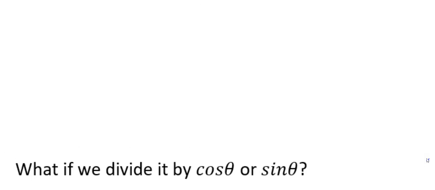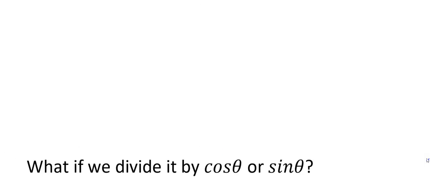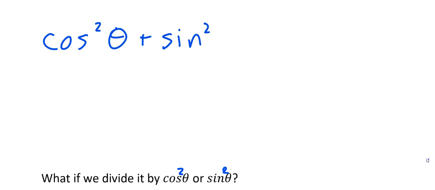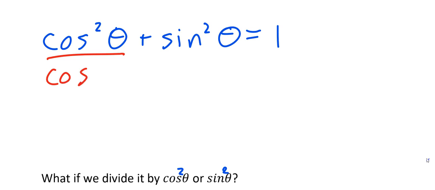Now, for those of you who printed out these notes, these should actually say cosine squared theta or sine squared theta. So, let's take our Pythagorean identity. Cosine squared theta plus sine squared theta equals 1. And let's divide everything by cosine squared theta.